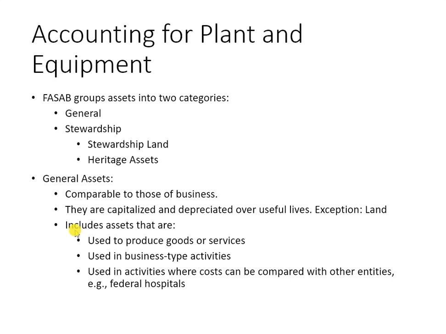So we need to include assets as general assets if they are used to produce goods or services, are used in business-type activities, and are used in activities where cost can be compared with other entities. For example, with federal hospitals, the assets are used in these activities, and cost will be very similar or comparable to other hospitals. So these assets will be recorded as general assets and are depreciable.